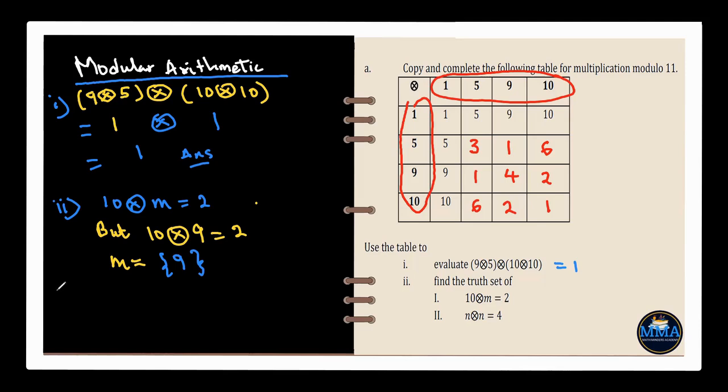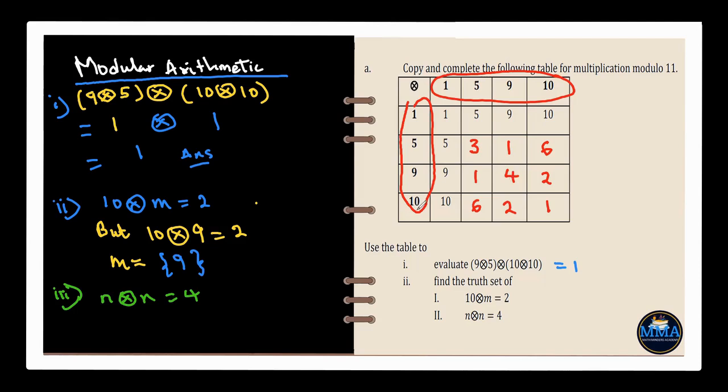Next one, let's call that III. They said if a number multiplies itself, it will result to 4. So we'll go to the table and see where a number multiplies itself and the product gives 4. A number, let's say 1 times 1, it does not result to 4. 5 times 5 gives us 3, so it's not 5. Let's go to 9. 9 times 9 gives us 4.